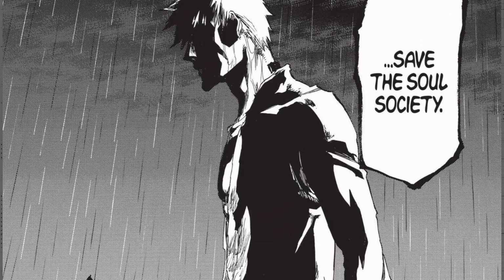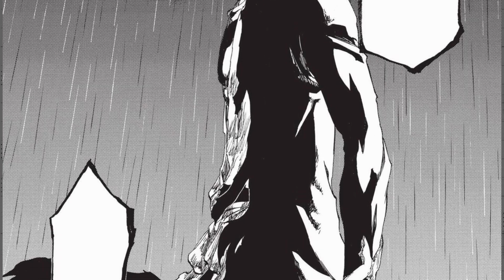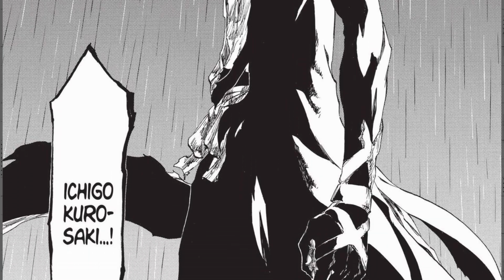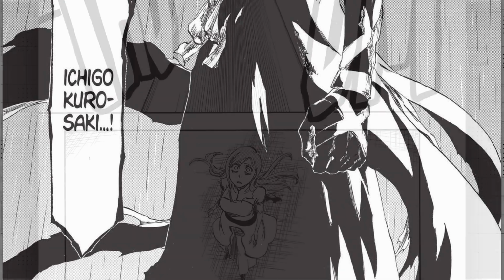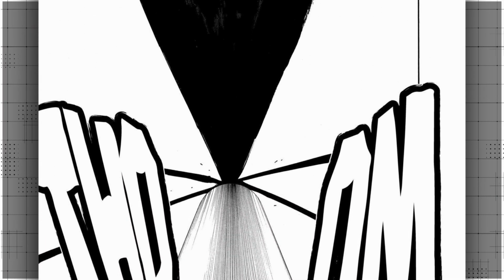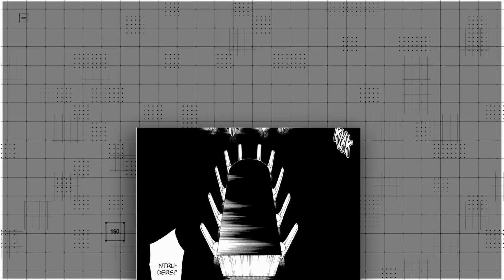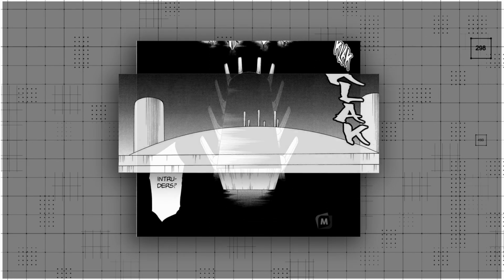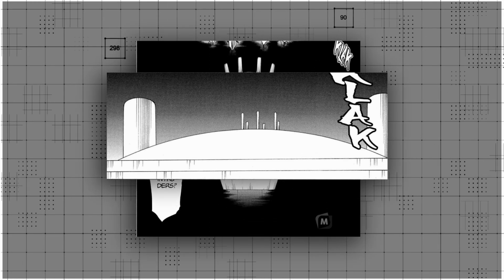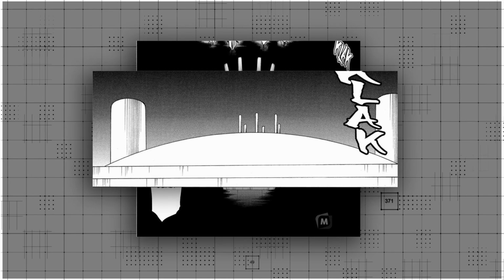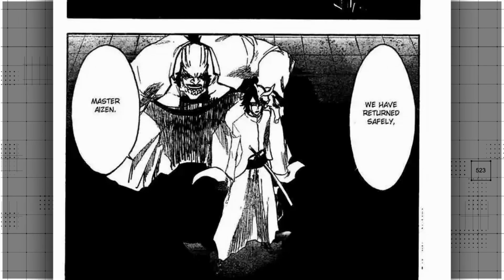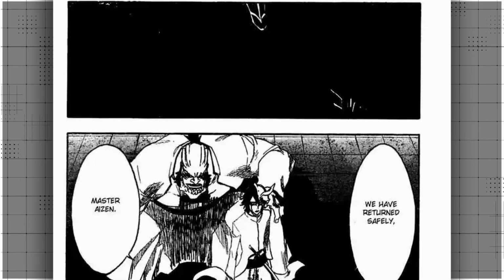Negative space in Bleach doesn't just reflect personal isolation. It symbolizes the existential void that permeates the series. This is most evident in Hueco Mundo, the barren, featureless world of the Hollows. In the Hueco Mundo arc, we see stark black and white landscapes that aren't just a setting. They're a visual representation of the emptiness that defines the Hollow's existence. By immersing readers in this desolate environment, Kubo forces us to confront the void alongside his characters.